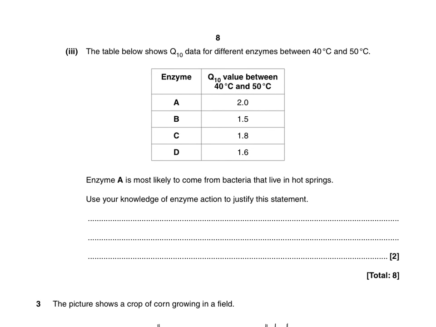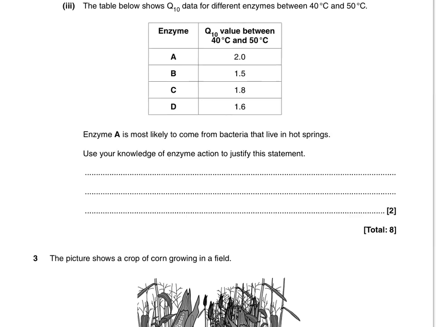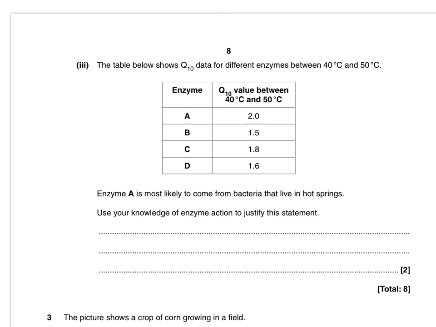Right, so our next page is, here it is. The table below shows Q10 data for different enzymes between 40 and 50 degrees. Okay, so we've got enzymes, we've got this Q10 value. Enzyme A is most likely to come from bacteria that live in hot springs. So you need to use your knowledge of enzyme action to justify this statement, all right? So it's a bit of a tricky question, this one. Let's go back through it.